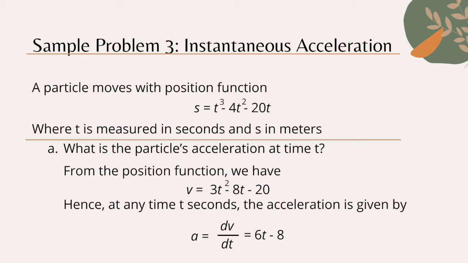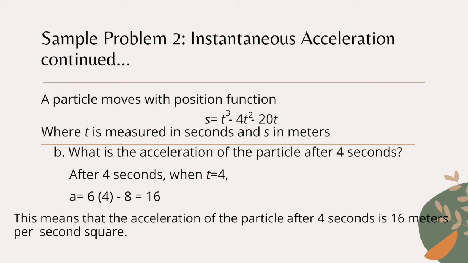Now that we know the instantaneous velocity, or simply velocity, we can determine the instantaneous acceleration by again getting the derivative of the instantaneous velocity. Hence, at any time t seconds, the acceleration is given by a is equal to dv over dt, which is equal to 6t minus 8. By using this equation, we can answer the question in letter B. What is the acceleration of the particle after 4 seconds? Simply with substitution, we can obtain the answer. This means that the acceleration of the particle after 4 seconds is 16 meters per second squared.